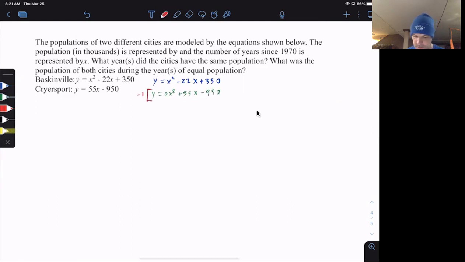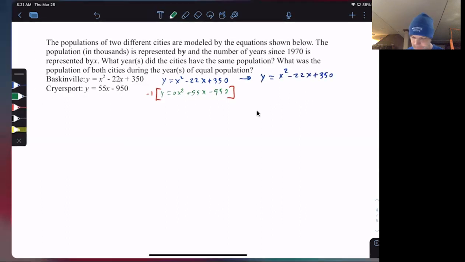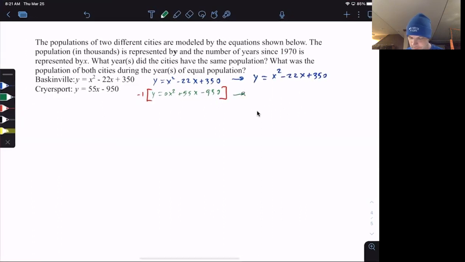We're going to cancel out the Y, so I'll just run a negative through here. And by the way, it doesn't matter which one you run the negative through. I just like my x squared to be positive, so I always choose the bottom one. Or the linear one, I guess I should say. So you have Y equals x squared minus 22x plus 350. This becomes negative Y equals 0x squared minus 55x plus 950. And we add them together. And of course, the Y's are going to go away.